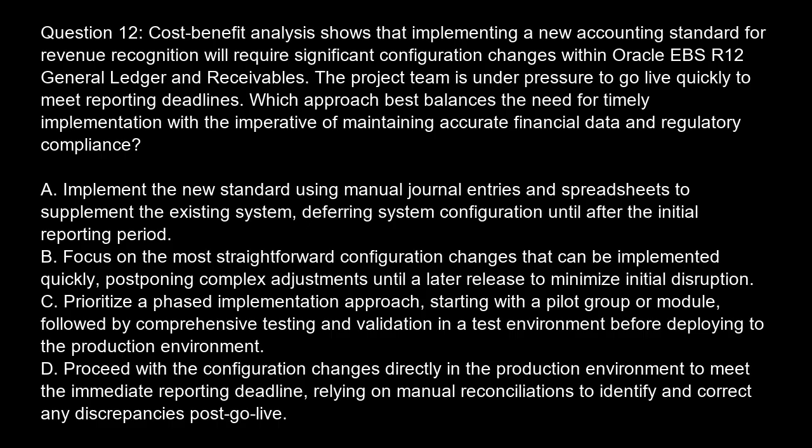Option C. Prioritize a phased implementation approach, starting with a pilot group or module, followed by comprehensive testing and validation in a test environment before deploying to the production environment. Option D. Proceed with the configuration changes directly in the production environment to meet the immediate reporting deadline, relying on manual reconciliations to identify and correct any discrepancies post-go-live.